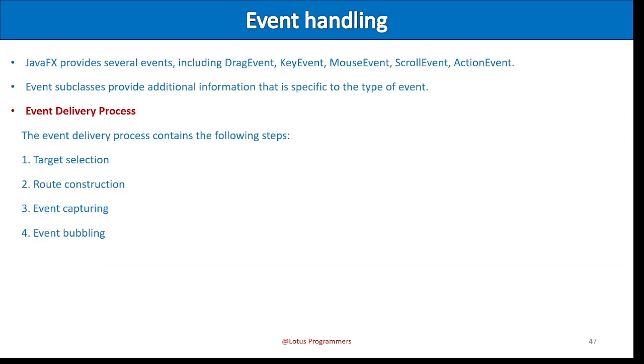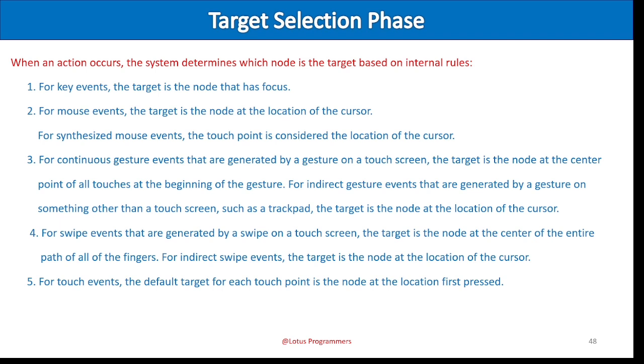In this slide, we would like to understand the JavaFX event handling mechanism. What are the different phases referred to in the event delivery process? The Java event delivery process is defined in 4 different steps. One is target selection, second is route construction, third is event capturing, fourth is event bubbling. We will go for the first phase, that is the target selection phase.